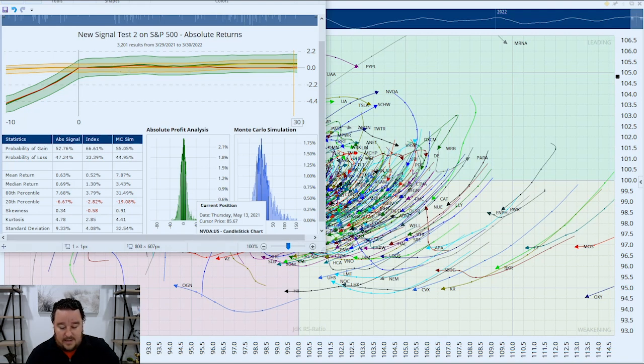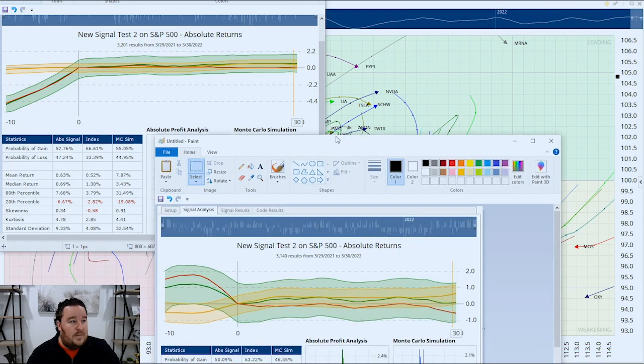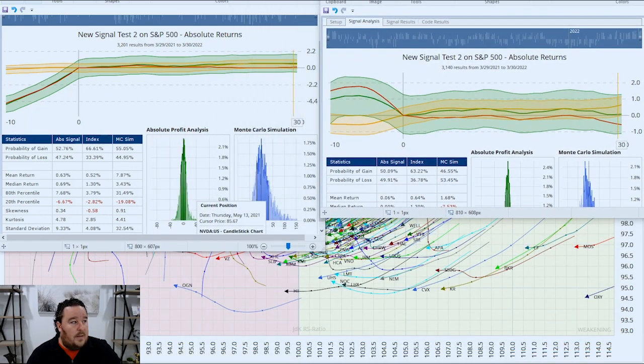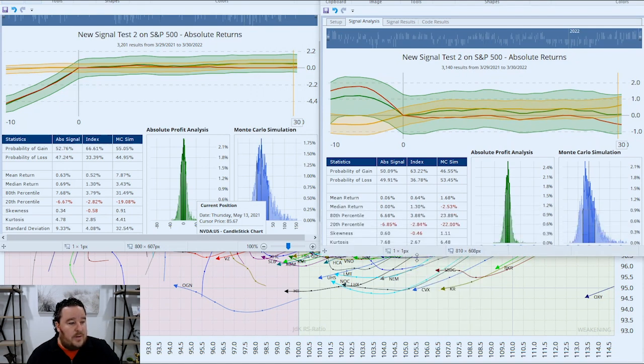Now let's see what it looks like in the weakening quadrant. So this is the weakening quadrant. As we pull that up here and show you the returns there, you can see that the returns went down quite a bit, 50% from 52%.